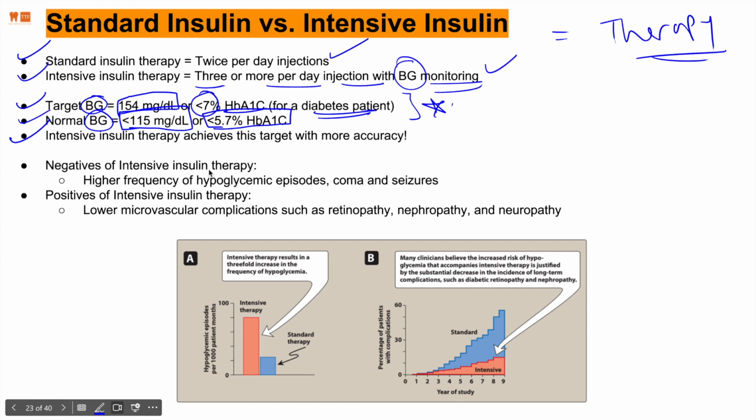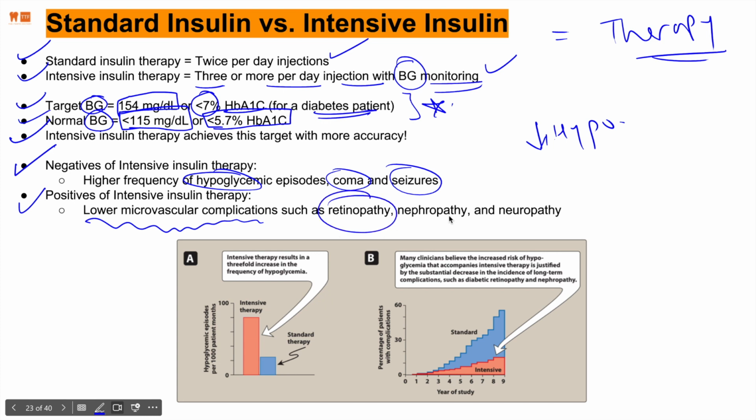So what are the negatives of intensive insulin therapy? There's a higher frequency of hypoglycemia, coma, and seizure because we're giving 3 or more injections per day that can cause hypoglycemia. So imagine, there's more probability. That's all that means. But the positives of intensive insulin therapy are that there are lower microvascular complications such as retinopathy, neuropathy, nephropathy, and so on. There's less chance of that happening because we maintain blood sugar levels at target with more accuracy.